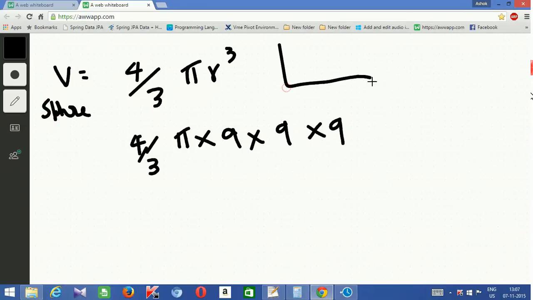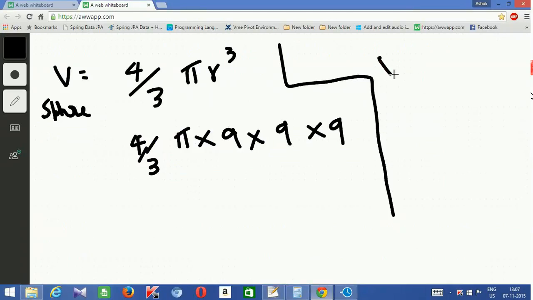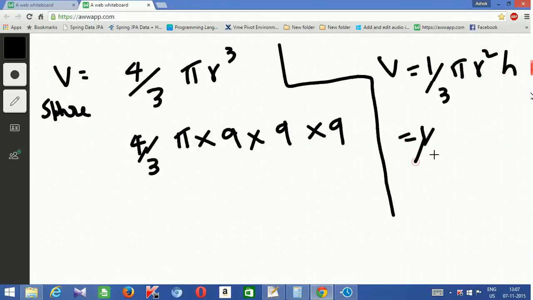And now coming to the cone. How much of the cone is being carved out of that wooden sphere? Height 9 centimeter and diameter 18. Diameter is 18, which means its radius will be 9. So volume of a cone will be 1 by 3 pi r square h. Height is 9 here, and r is also 9, because diameter is given as 18. So 9 into 9 into 9. Now typically you're going to subtract these both. That will give you the remaining amount of wood left.